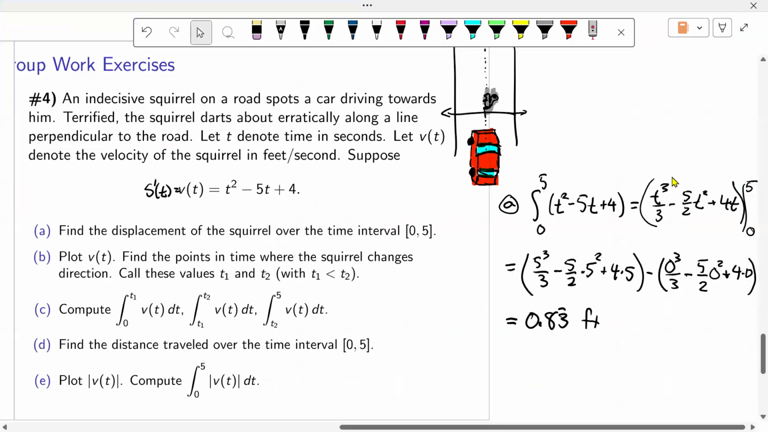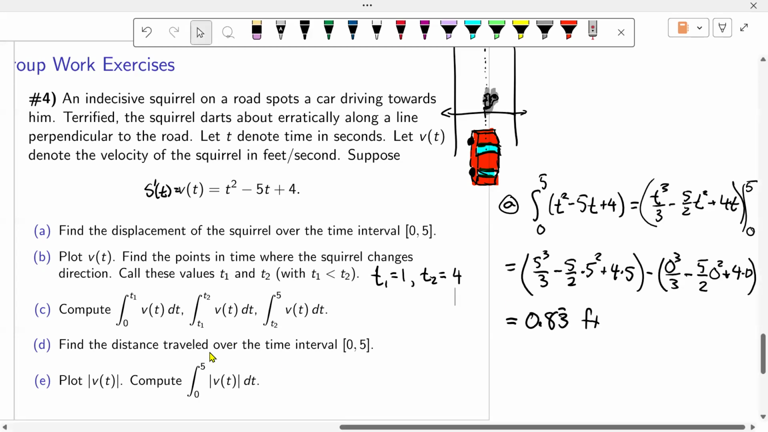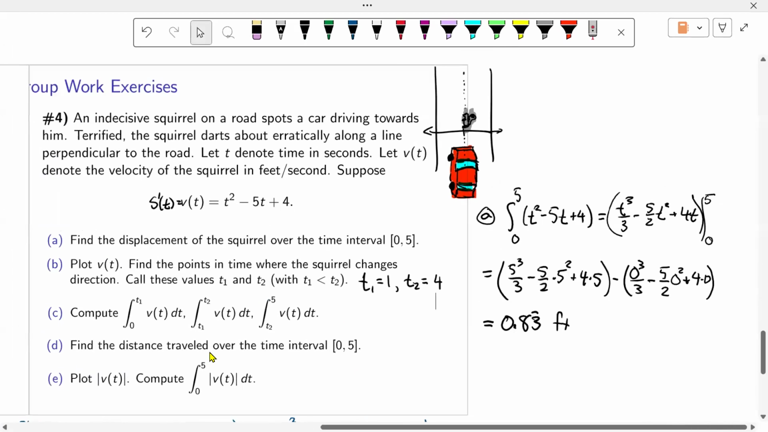All right, so using this plot, we can see that it changes direction at time 1 and time 4. And now what I ask you to do is not exactly the most thrilling computation, but it needs to be done. I need you to figure out the integral of this velocity function from 0 to 1, from 1 to 4, and from 4 to 5.